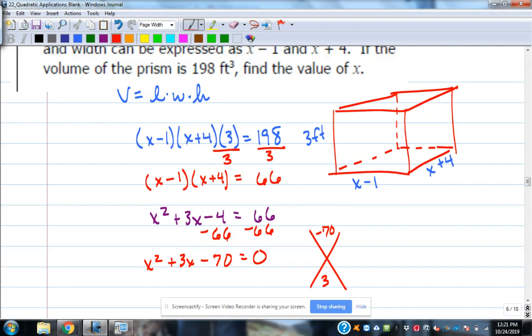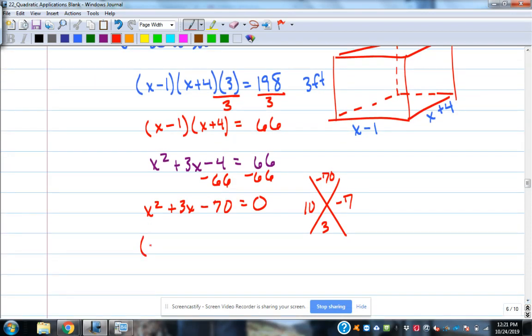What are our numbers? 10 and negative 7. Yeah, the negative needs to be on the 7. Good job, so that we can take the shortcut. So x plus 10, x minus 7. So x equals negative 10, x equals positive 7. And we know it can't be negative 10 because that would end up with negative values when we plug that back in. Negative 10 minus 1 is negative 11, so that's out already. 7.